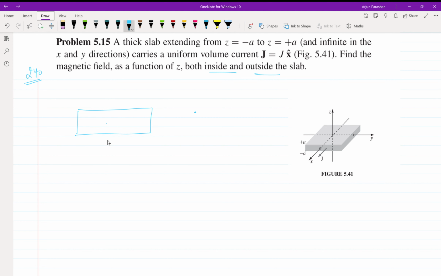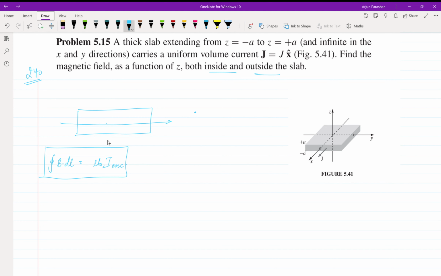So we'll simply apply the Ampere's circuital law, the Amperian loop. We need to consider a closed loop so that we can calculate B, because otherwise the magnetic field will be zero according to this equation, if we are not considering any closed loop.